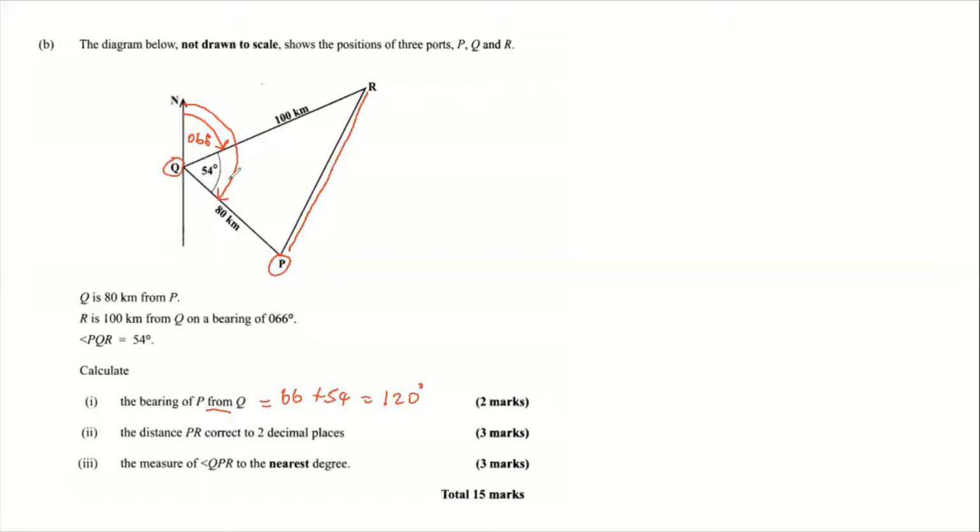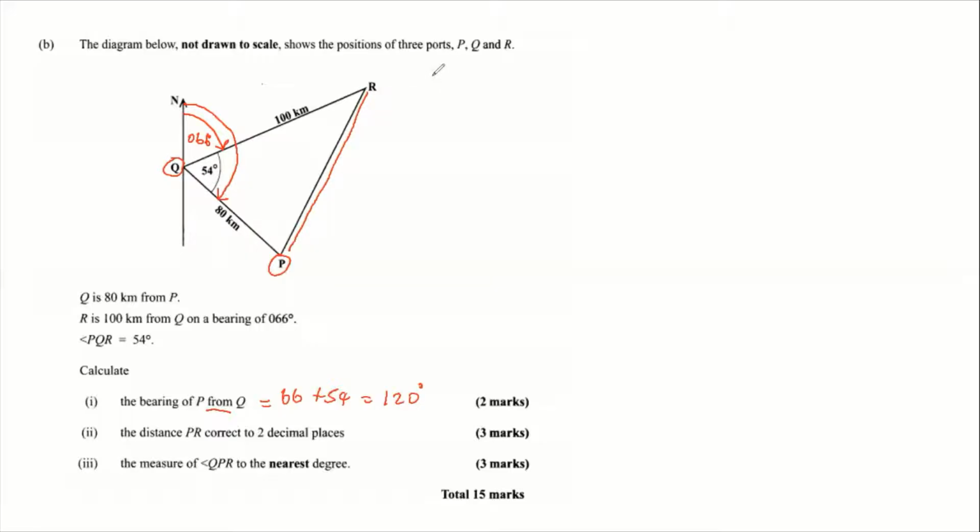So based on what we have, what's the easiest way to determine this? We have 2 sides and an angle between the 2 known sides. That means the easiest thing to use is going to be the cosine rule. So we can use the cosine rule to determine PR. So let's just remind ourselves what the cosine rule is.